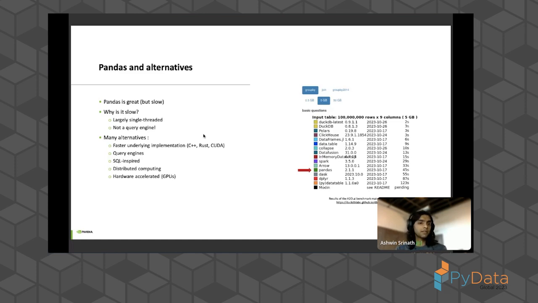So there have been a lot of alternatives to pandas that have come up that try to address the performance gap. Some of these are written in a faster underlying language like C++ or Rust. Some of these are more SQL-like. They don't have a pandas-like API. Some of these are query engines. Others let you distribute your computation across computers. And some of them are hardware accelerated, or they can use things like GPUs.